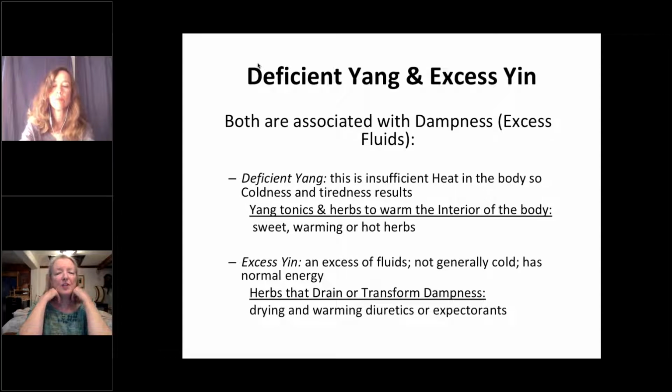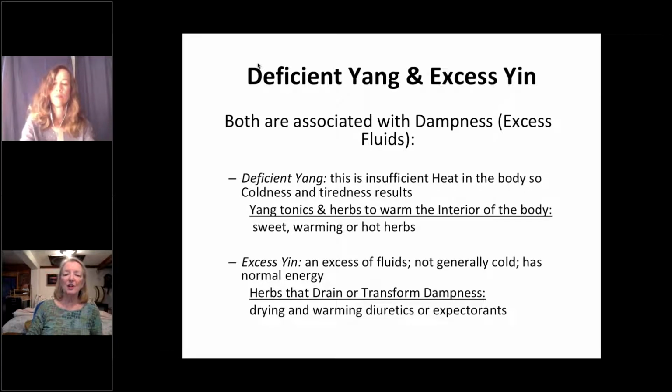Deficient yang and excess yin are both associated with dampness, and I stress that. Deficient yang is coldness, and if you have coldness, you're not going to transform fluids. You're not going to move fluids. Remember, yang is movement, transformation, and warmth. So you're not going to metabolize fluids or move fluids. When you don't do that, they're going to collect, and that creates dampness. Excess yin, the nature of yin is cooling and moistening. So excess yin is too many fluids. Again, you have the same thing, but it's treated differently.